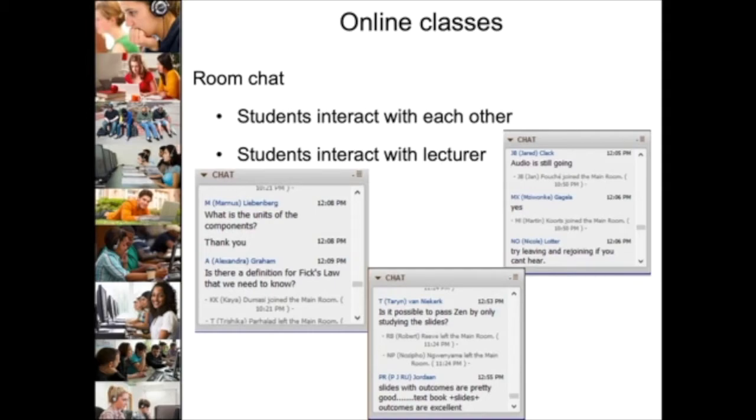So in the middle at the bottom, one student asked, is it possible to pass them by only studying the slides? And then the student answered, slides with the outcomes are pretty good, but the textbook slides and the outcomes are excellent. So that is exactly my advice that I would have given to the students.